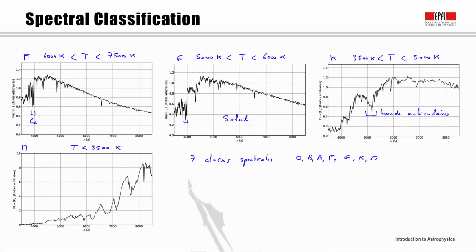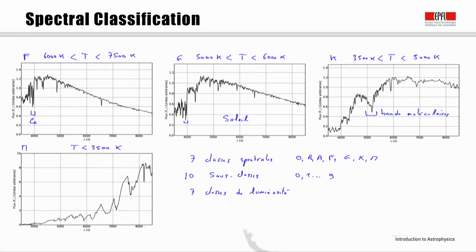There are 7 spectral classes, and there are also 10 subclasses. We have 10 divisions between 2 letters, ranging from 0 to 9. In addition, there are 7 luminosity classes, reflecting essentially the radius of the stars. They are the 1A and 1B luminosities, 2, 3, up to 6 Roman numerals. We will talk about their meaning later.